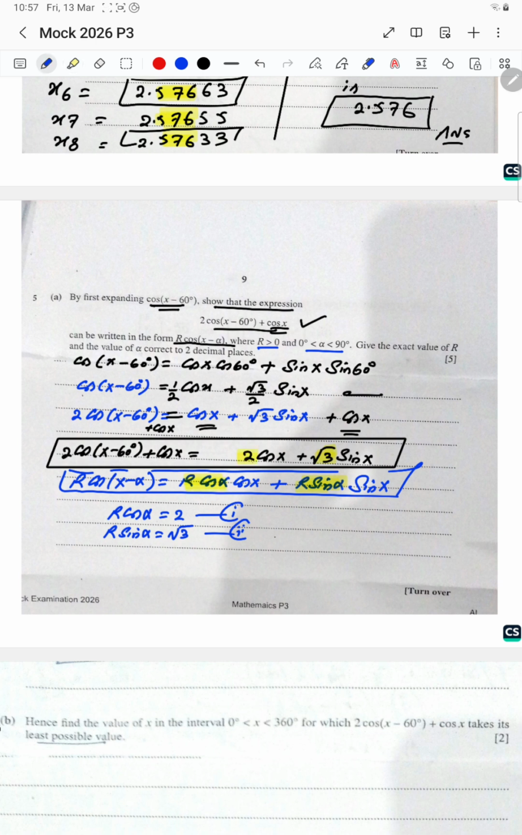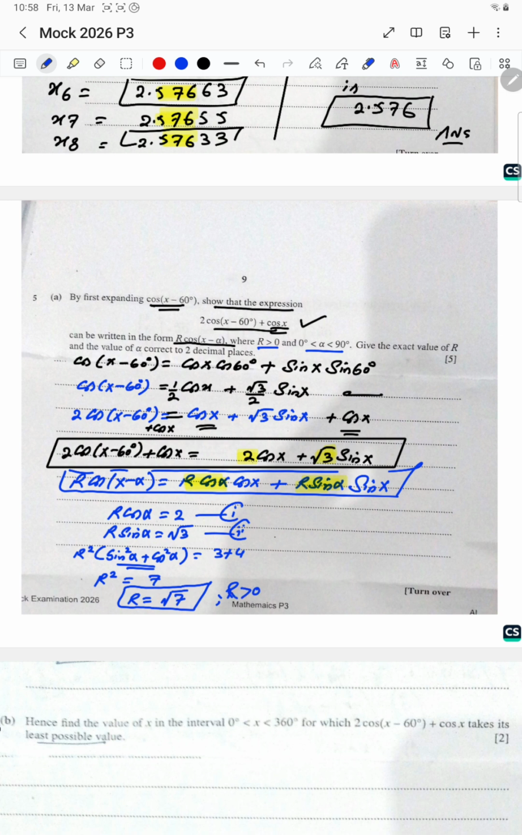Now if I square and add 1 and 2, r square common, sine square alpha plus cos square alpha is equal to 3 plus 4, that is 7. So this identity is 1. So r square is equal to 7. So r is not plus minus root 7, because r must be positive. So root 7 only. I will not put minus root 7, only positive, because r is bigger than 0. So this is the value of r.